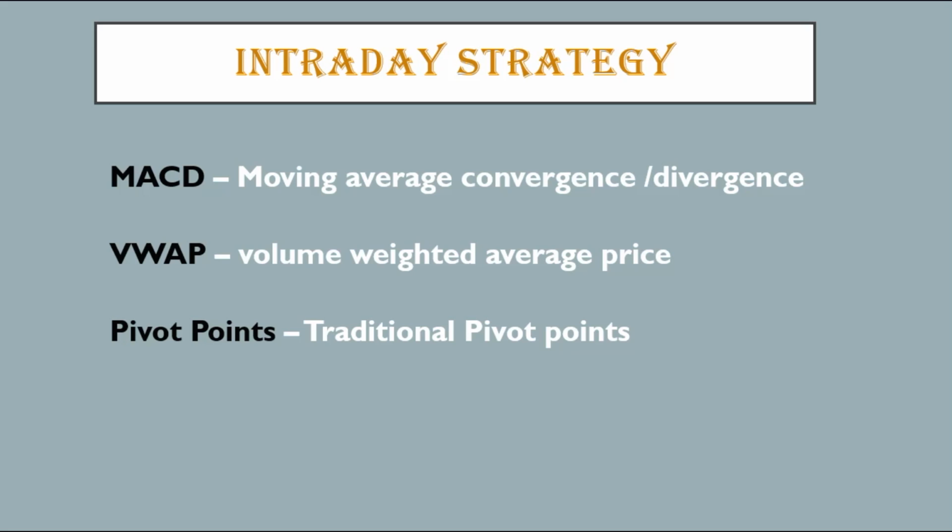Today we are going to learn one of the powerful intraday trading strategies that we can use for options and for stocks. Here we are using a few indicators, so we should know in detail what each indicator represents. First is MACD, that is moving average convergence divergence. Then VWAP, that is volume weighted average price. And pivot points; the pivot points we are using are traditional pivot points.